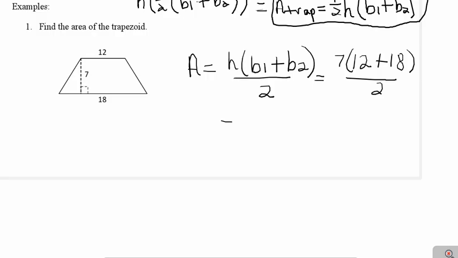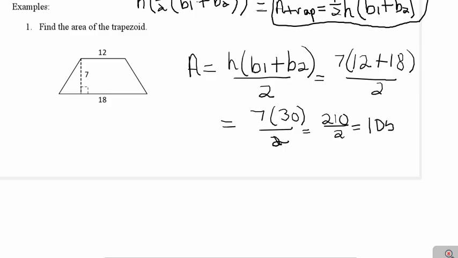And so if I continue to simplify that, I get 7 times 30, divide that by 2, 210 divided by 2. So the area of this trapezoid would be 105 units squared. So very easy, very straightforward example of how to apply the area of a trapezoid formula.